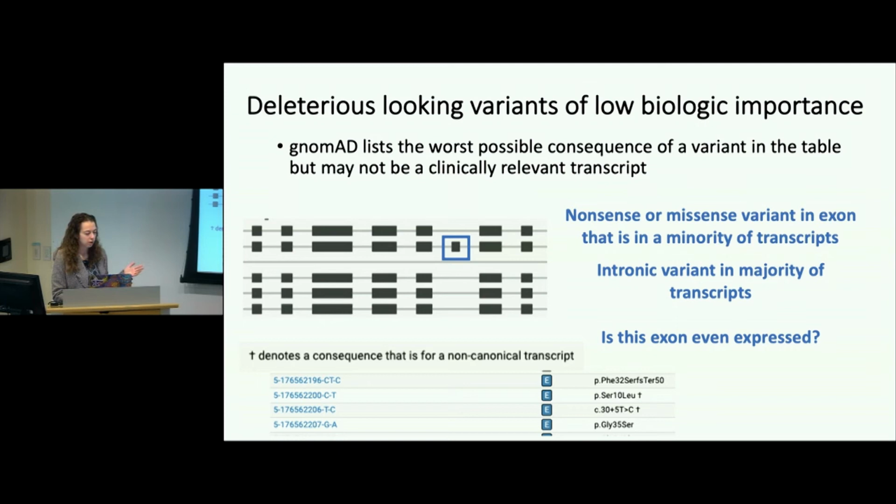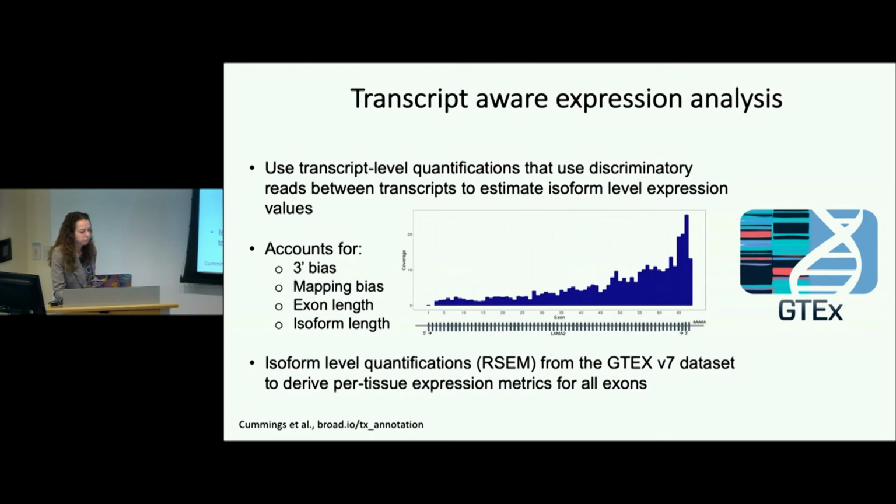But the question becomes, is this exon important? Because it could absolutely be a very important exon, and so you can't just exclude it because it's not in all the transcripts. So Burrell's method, called transcript-aware expression analysis, estimates the expression of each transcript and each exon in each transcript to some extent. It has to account for a number of things.